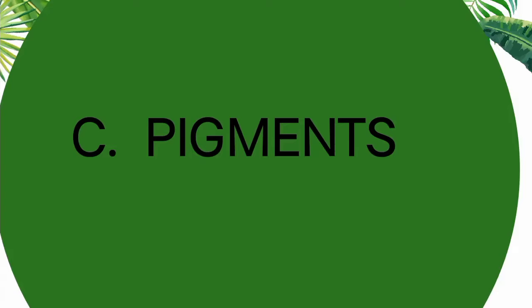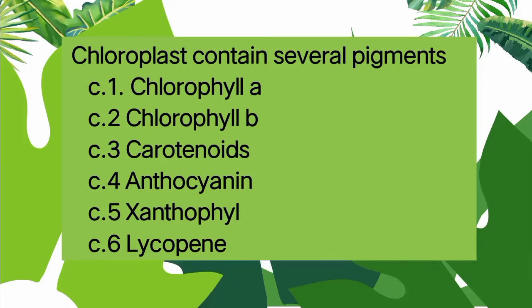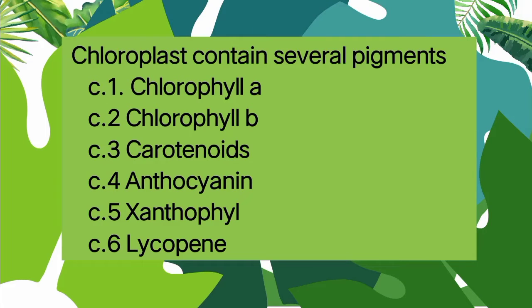Next is the pigments. A photosynthetic pigment is a pigment that is present in chloroplast and captures the light energy necessary for photosynthesis. Chloroplast contains several pigments. First is the chlorophyll A, B, carotenoids, anthocyanin, xanthophyll, and lycopene.